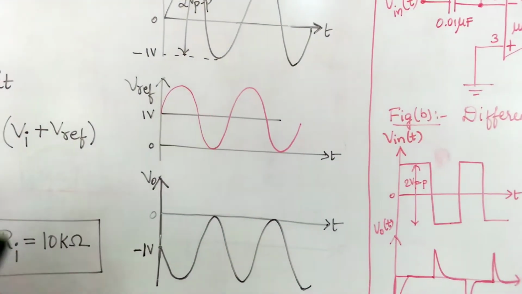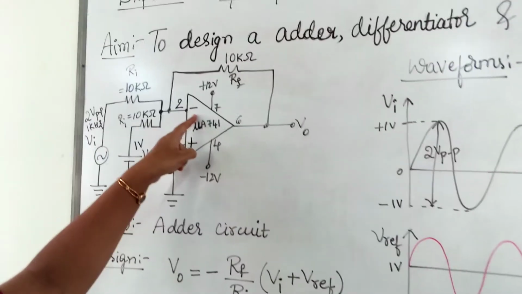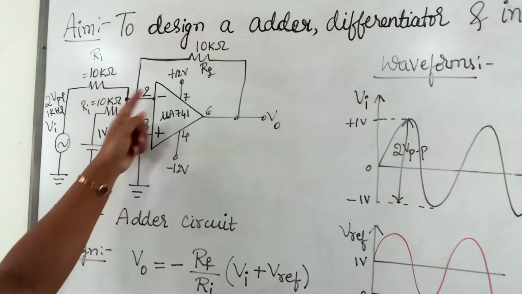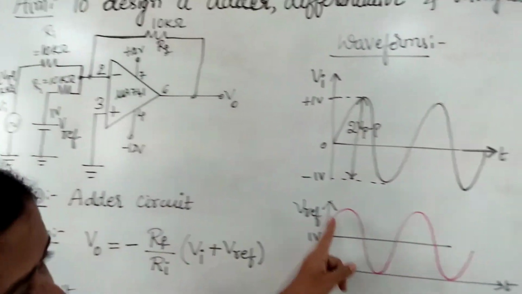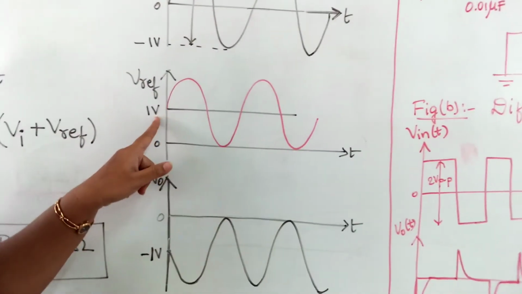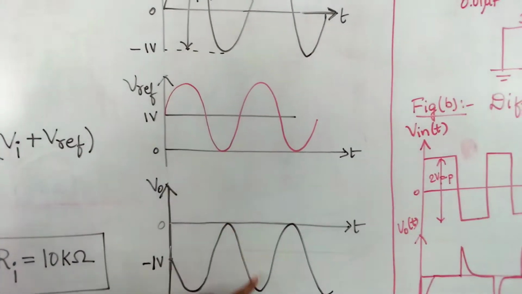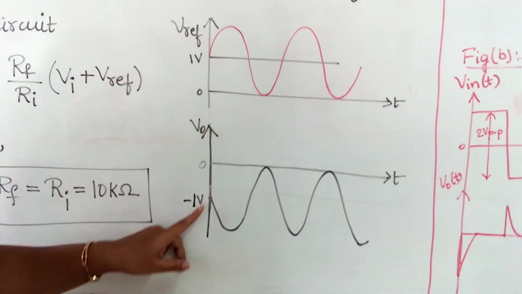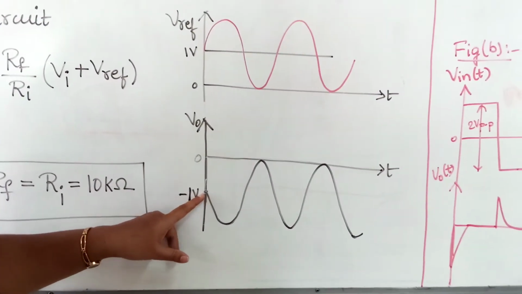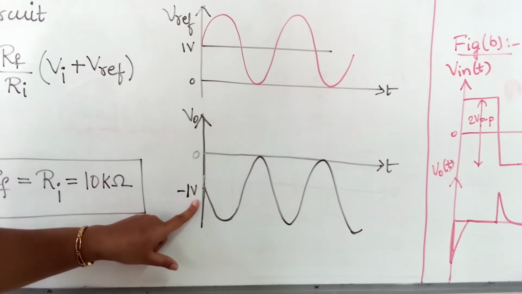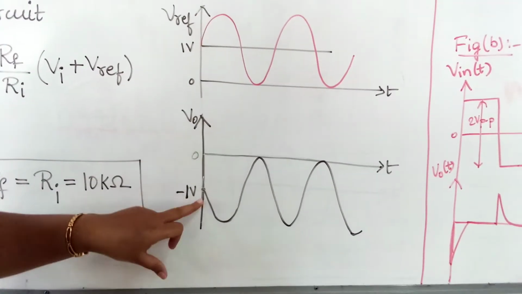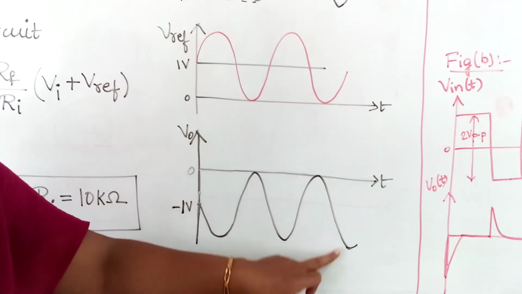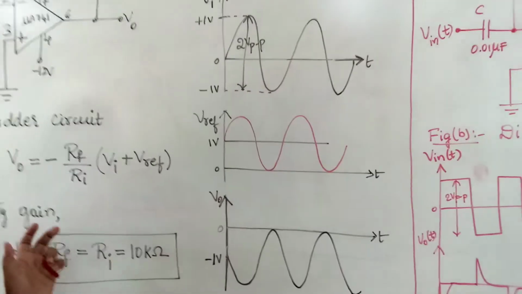But since the op-amp is connected in the inverting configuration here, this is an inverting summer circuit or inverting adder circuit, so this signal gets inverted. You can observe here the signal is inverted, and this is 0, the reference axis, and we can get this origin at minus 1 volt. So the output gets inverted here. The addition of the two inputs gets inverted at the output. So this is the adder circuit.